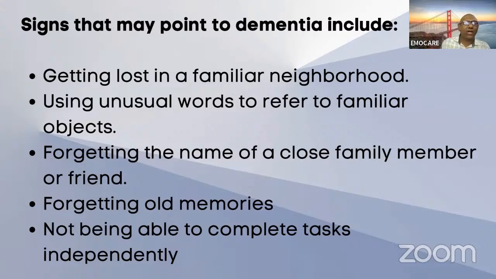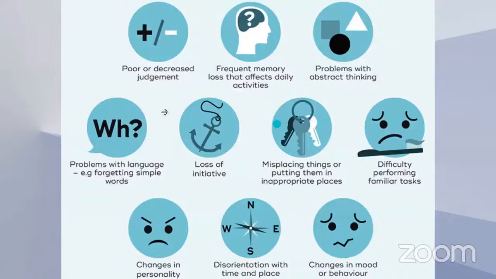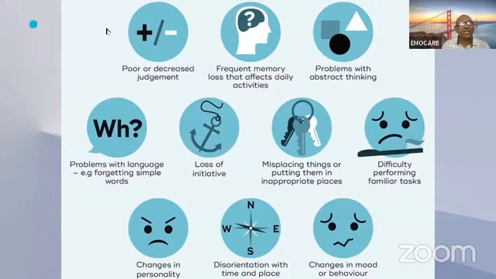They may get lost in a familiar neighborhood, even in their own house. If there are six, seven rooms now, going into the correct room also will be a problem for them. They may not be able to go. So these are the various aspects people will have. Yeah, please read it.